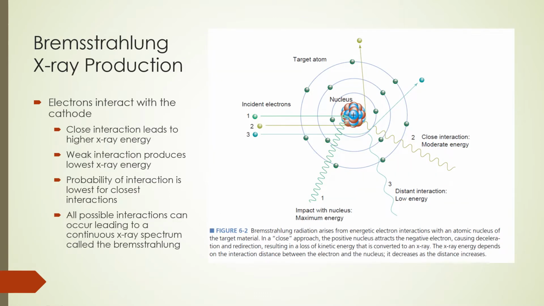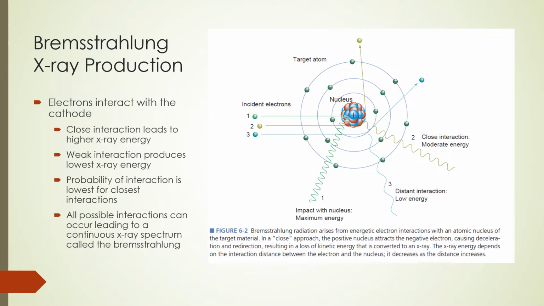The process of Bremsstrahlung X-ray production is shown on this slide. An incident electron can either get very close to the nucleus or pass with very little interaction. If the interaction is weak, the electron suffers very little deflection, so the X-ray produced is very low in energy. This is shown by the number 3 electron. This type of weak interaction is the majority of interactions occurring.